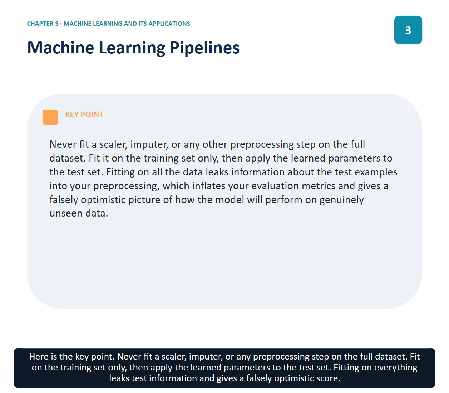Here is the key point. Never fit a scaler, imputer, or any preprocessing step on the full dataset. Fit on the training set only, then apply the learned parameters to the test set. Fitting on everything leaks test information and gives a falsely optimistic score.